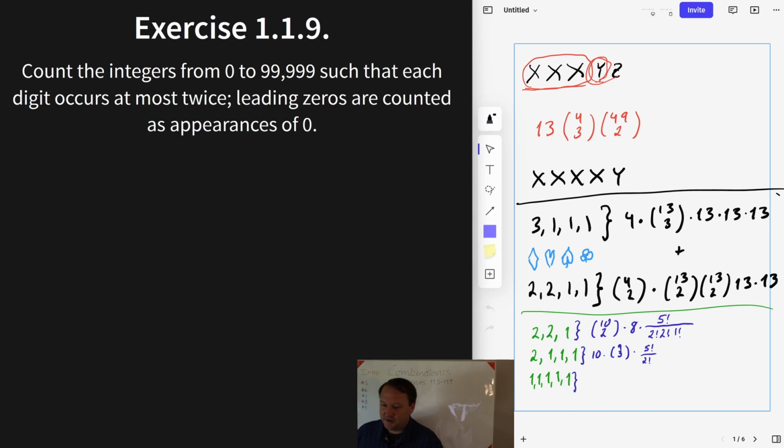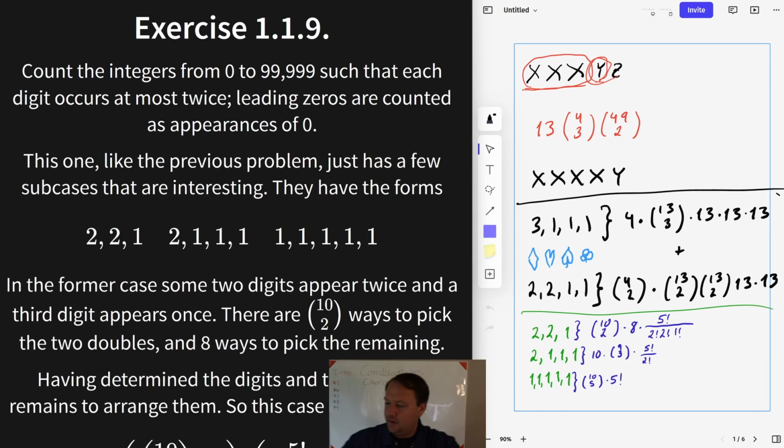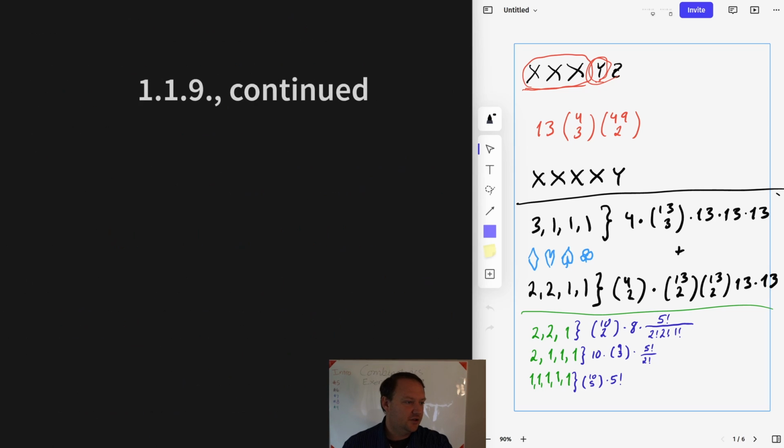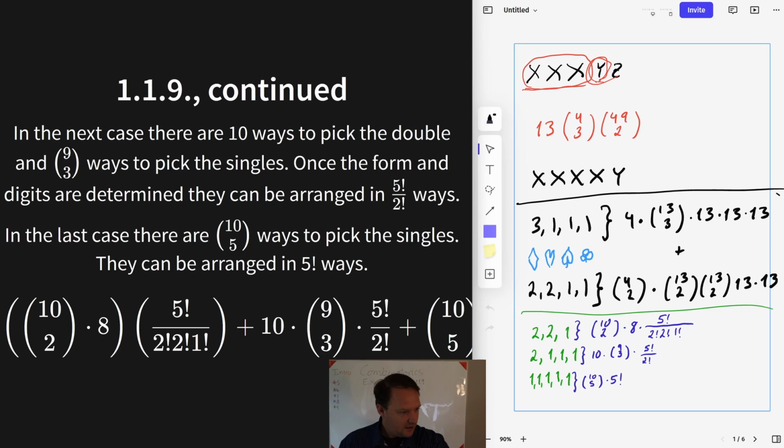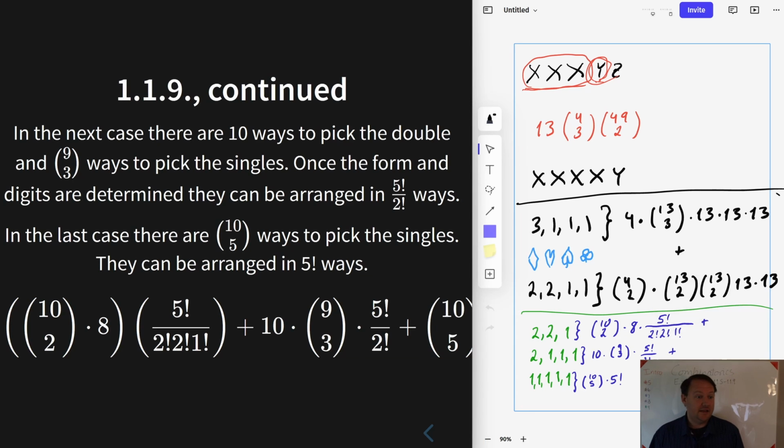And then here I just have 10 choose 5 ways of picking the digits, all of them distinguishable, and then 5 factorial ways of rearranging them. So in the end, I see that this has gone off the slide, so you can't read it exactly, but it doesn't matter because I've already done it on the screen. You can see that by adding these things together, I get the total count. So there's the solution.